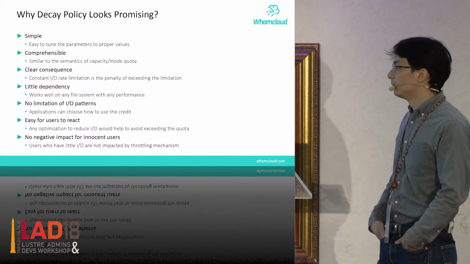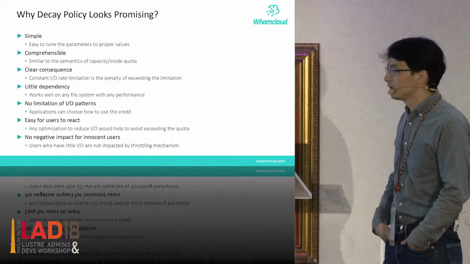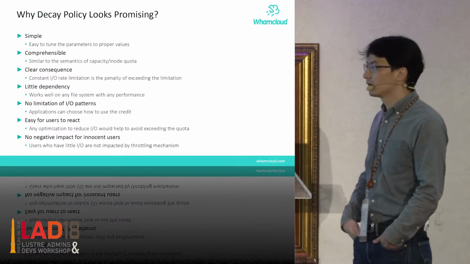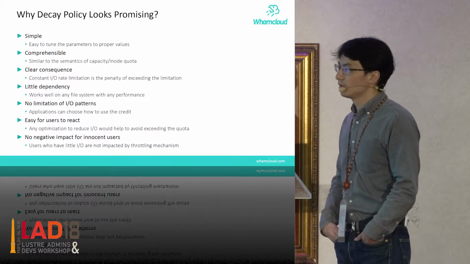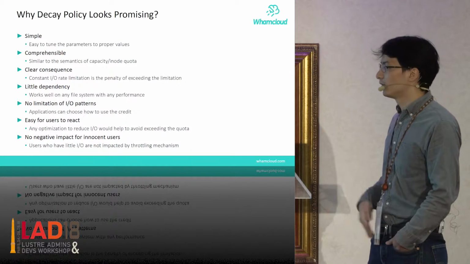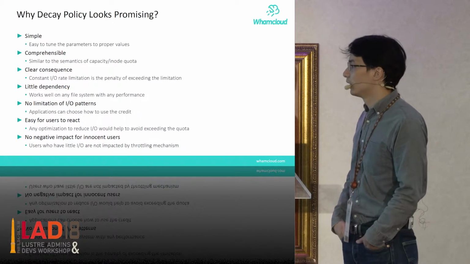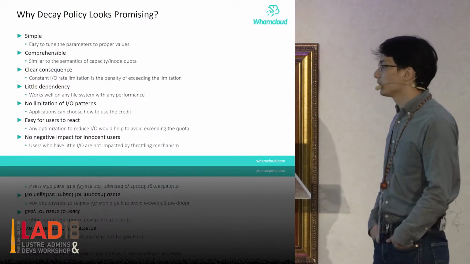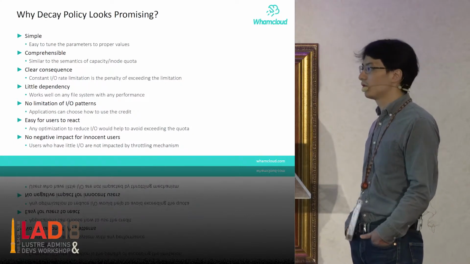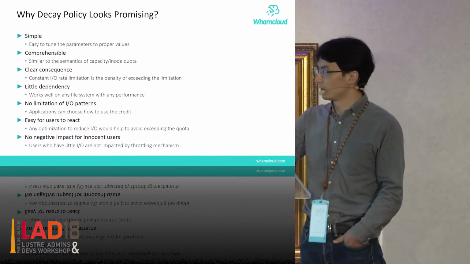So it is easy to write applications, right? And at the same time, it is easy for the users to react. If a user exceeds his limitation, what he can do is remove any unnecessary I/O, and it should help to eventually avoid exceeding the quota. Also, if some users do not write too much data, they will not be impacted at all, and that's a good aspect of the policy.